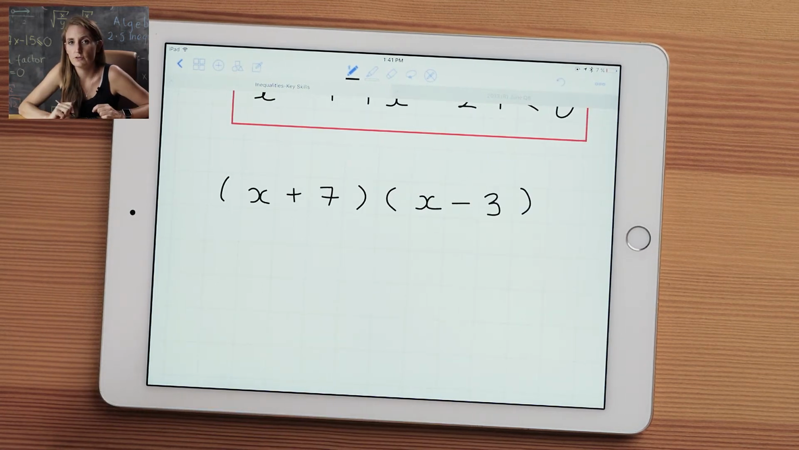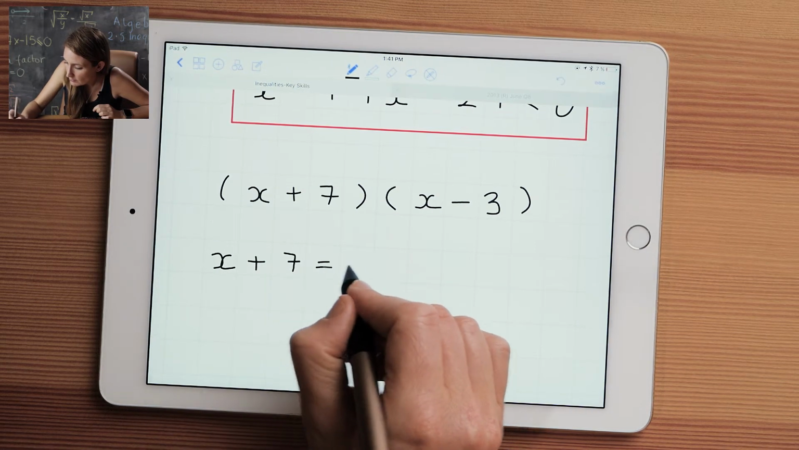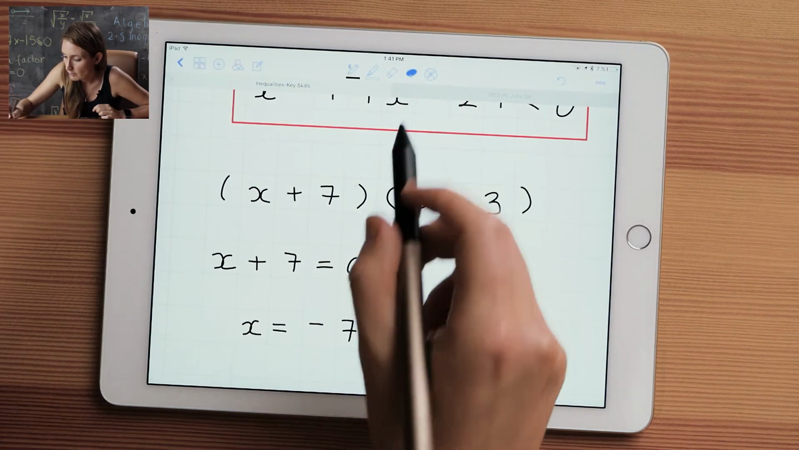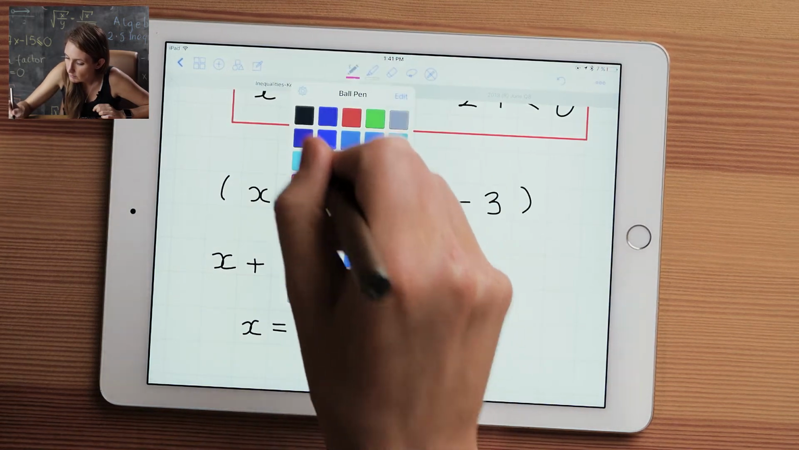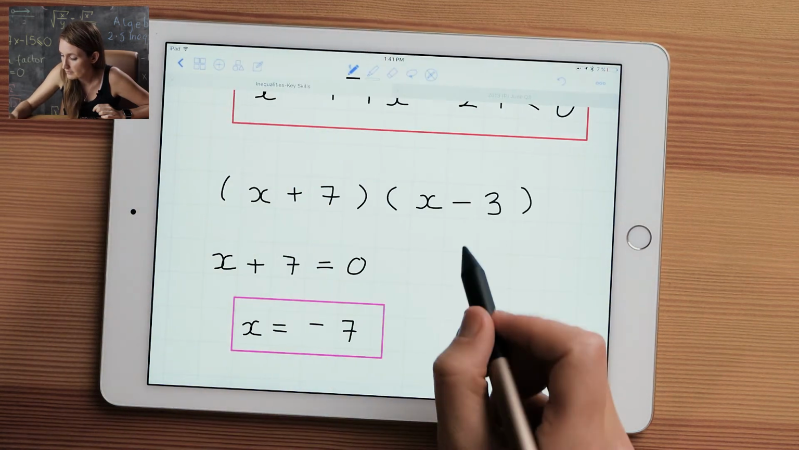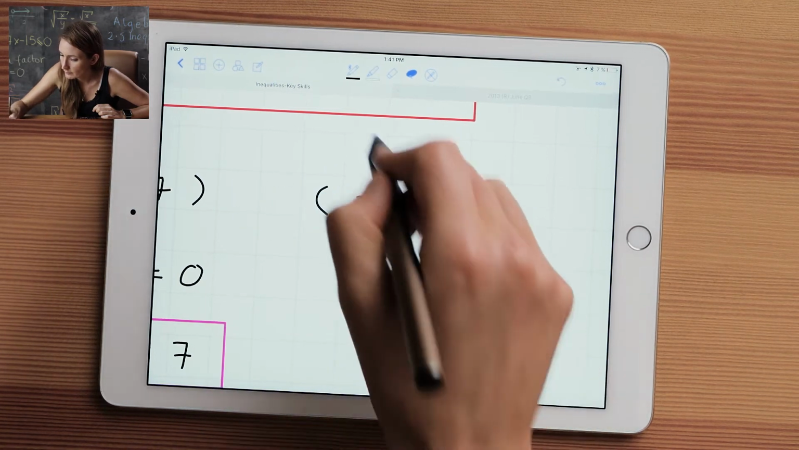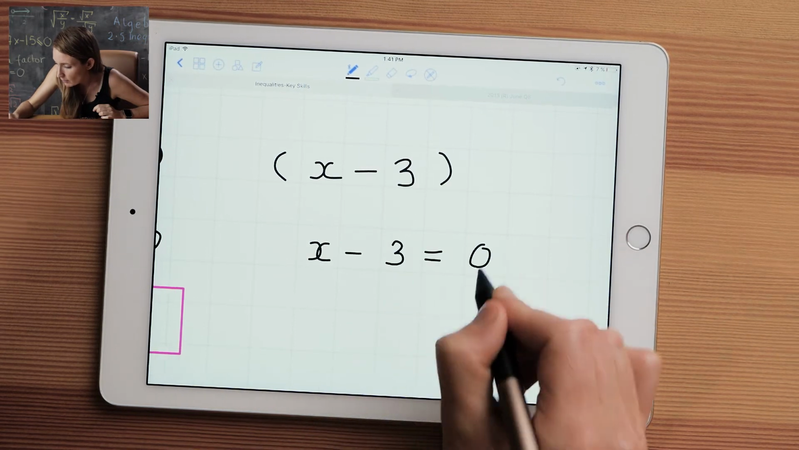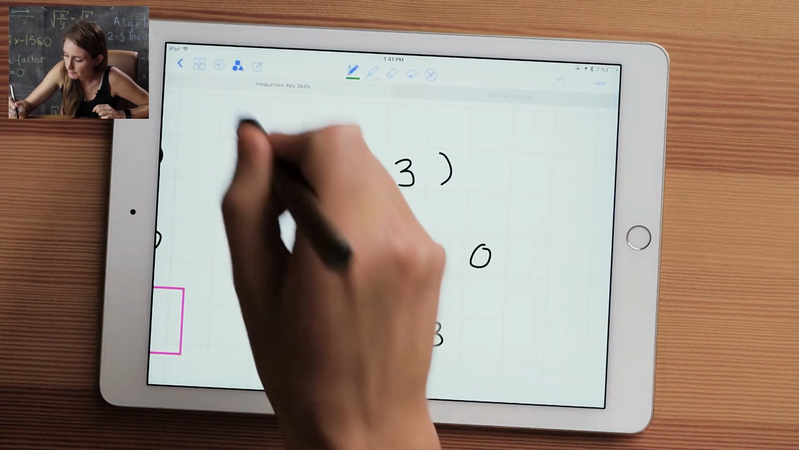I'm going to find the 2 solutions from these brackets by making each one equal to 0. So x plus 7 equals 0 gives me my first solution, which is x equals minus 7. Remember that plus 7 will go over here and become minus 7. That can be the pink solution. And the other solution, I'm going to go over here, which was x minus 3 equals 0, or x equals 3, and that can be the green solution.